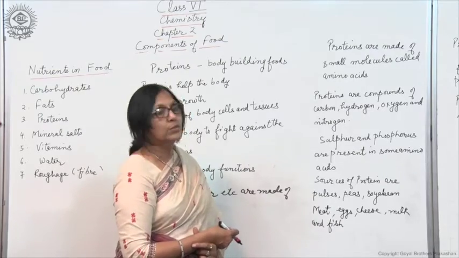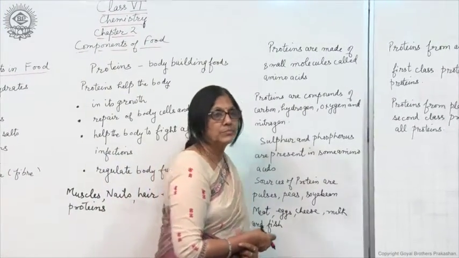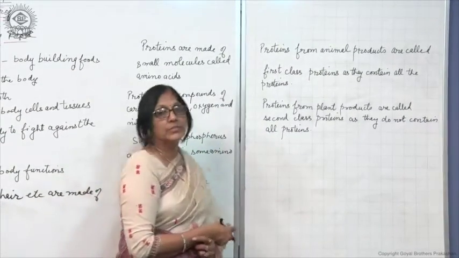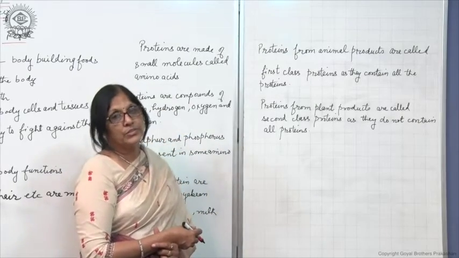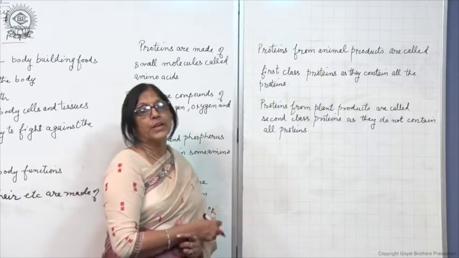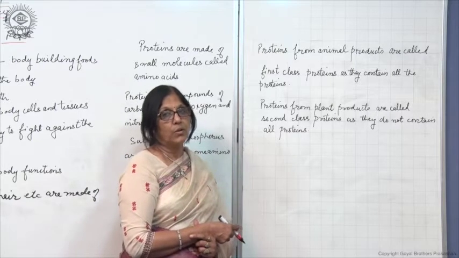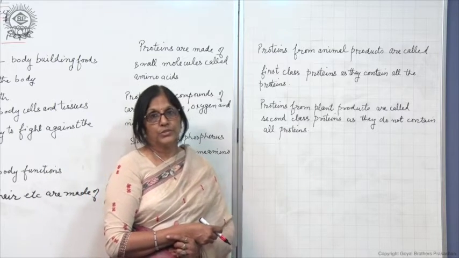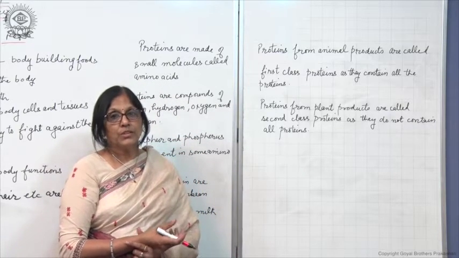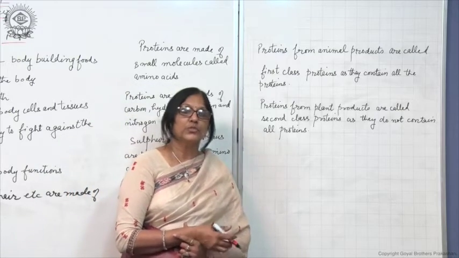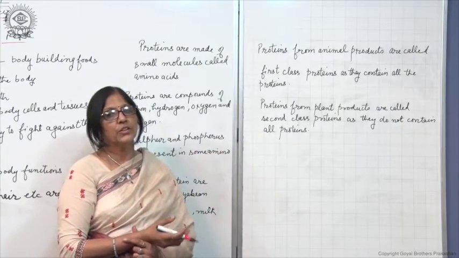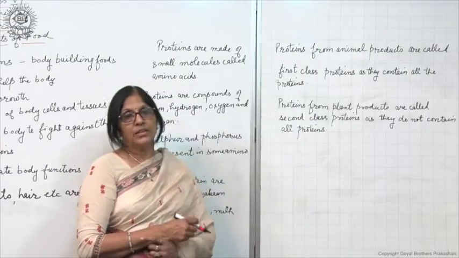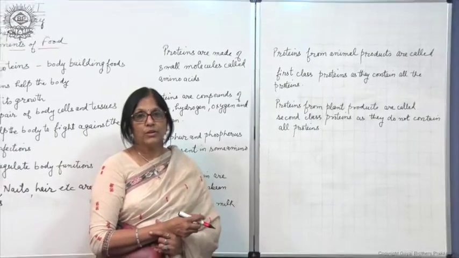Also I would like to tell you that proteins from animal sources, they are called first class proteins as they contain all the proteins, whereas the proteins which are obtained from the plants are called second class proteins. They do not contain all the proteins. But it is not necessary that if you are a vegetarian you switch on to non-vegetarian. It is not at all compulsory, but you are in growing age and you need to take a lot of proteins.